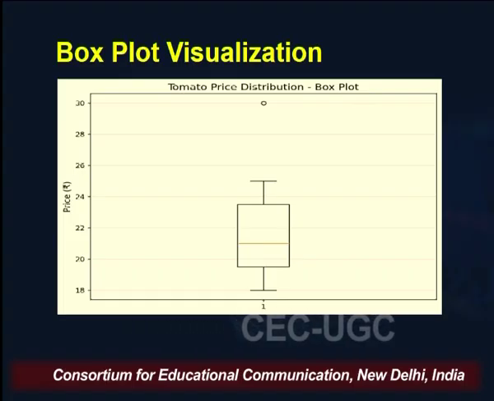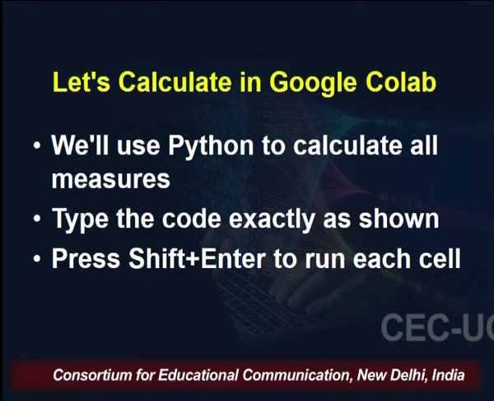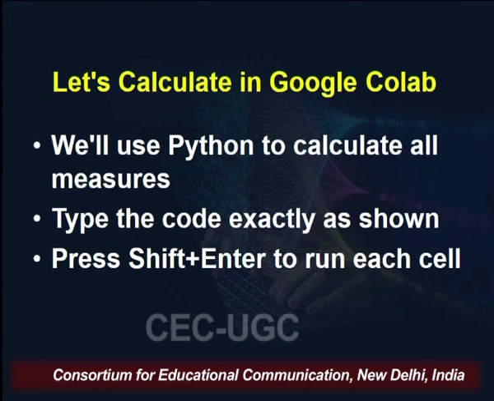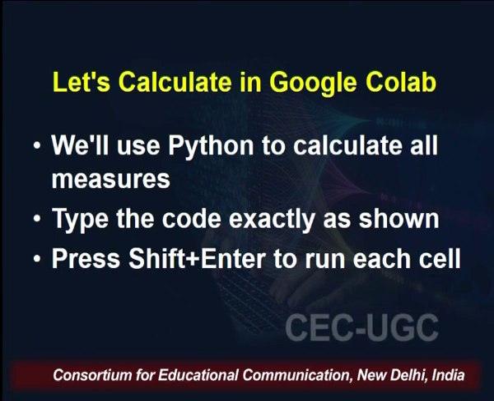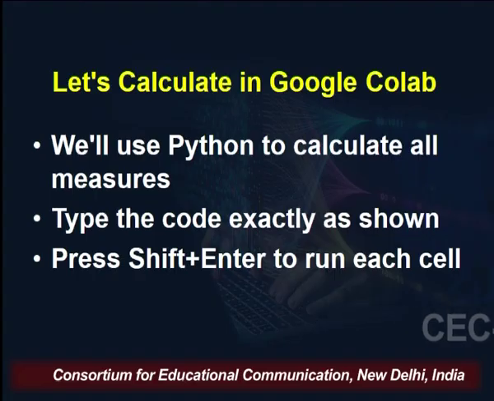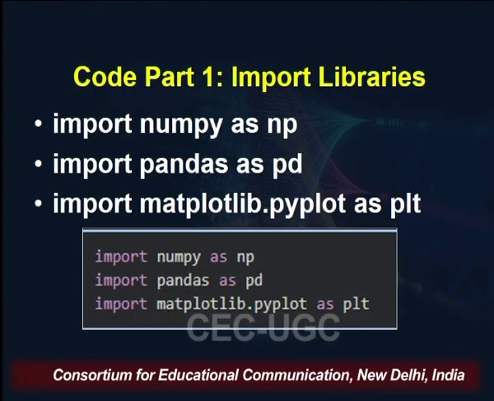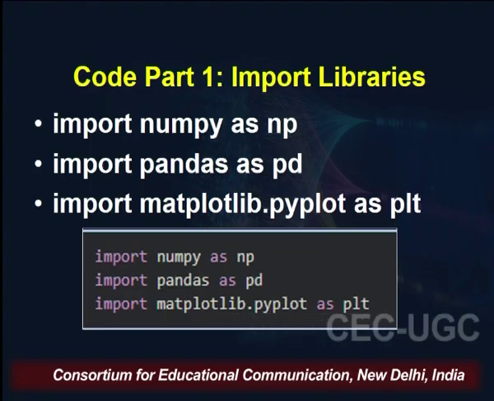Now let's calculate this in Google Colab. We'll use Python to calculate all measures. Type the code exactly as shown in the ChatGPT output. You take that output, go to Google Colab and paste it there, and press Shift plus Enter to run each cell. So the first part of doing this is to import the libraries.